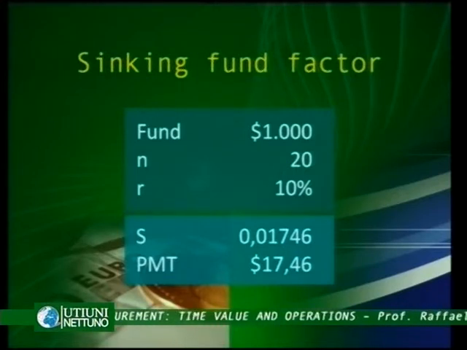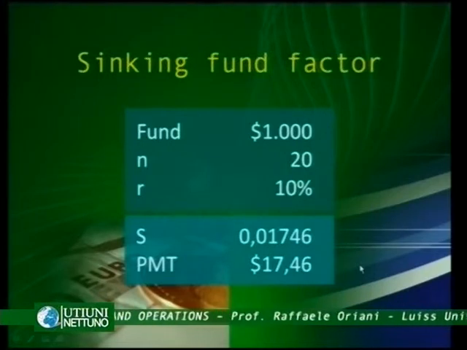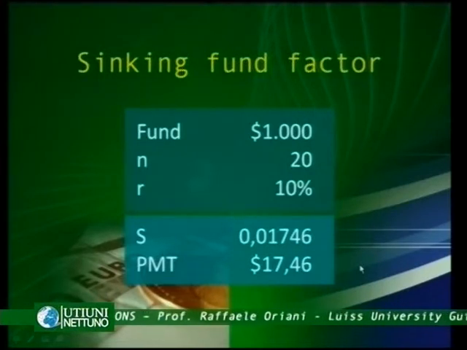So in other words, what we are saying is that making for 20 years an annual payment of $17.46 is equivalent to getting $1,000 at the end of the period. So you are indifferent between getting $1,000 at the end of the period or making a payment of $17.46 a year.